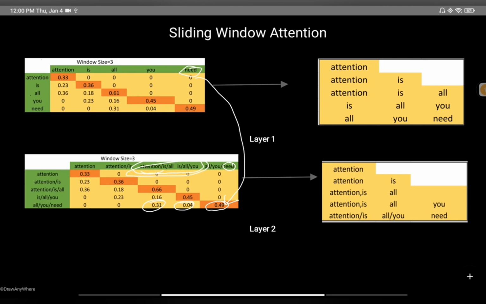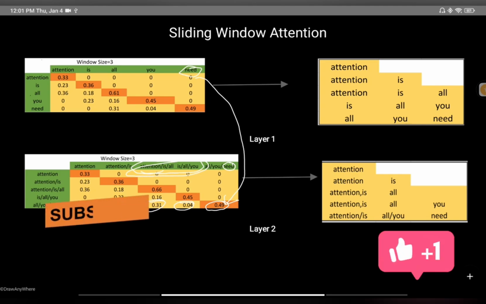So that's why we say that if we stack multiple layers of sliding window attention, it will not lose any information, but we can significantly reduce the dot products, which in turn can give a boost in the inference time, and it will also keep the performance metrics the same as in the case of vanilla attention, right?